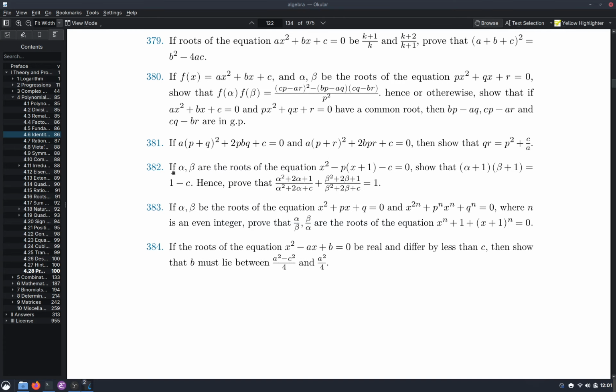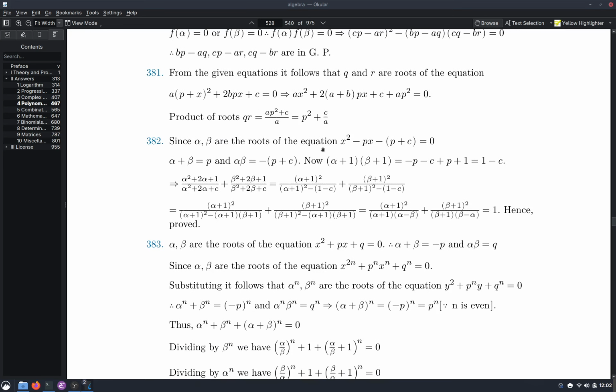Question 382 says that if alpha and beta are the roots of the equation x^2 - px + 1 - c = 0, show that (alpha+1)(beta+1) = 1 - c. Hence prove that (alpha^2 + 2alpha + 1)/(alpha^2 + 2alpha + c) + (beta^2 + 2beta + 1)/(beta^2 + 2beta + c) = 1.